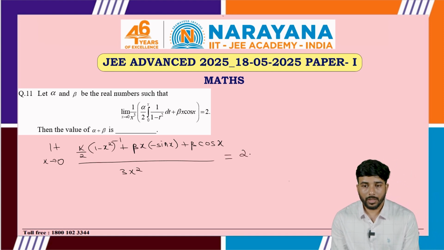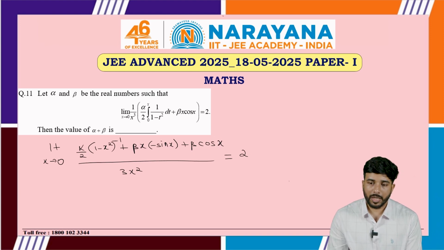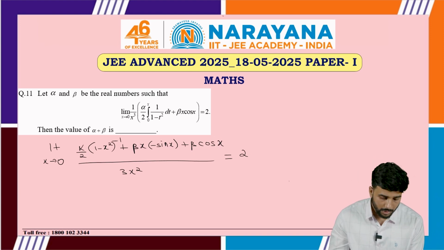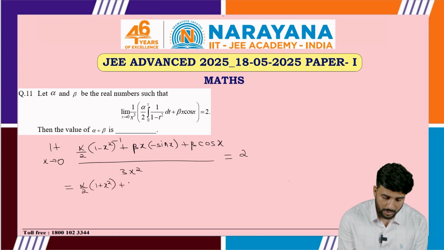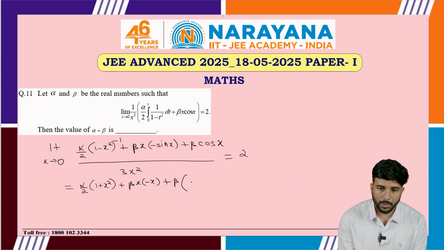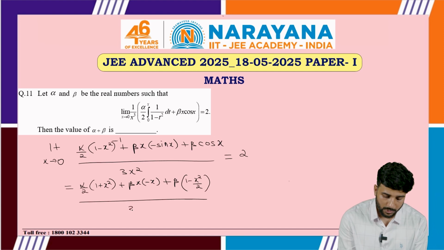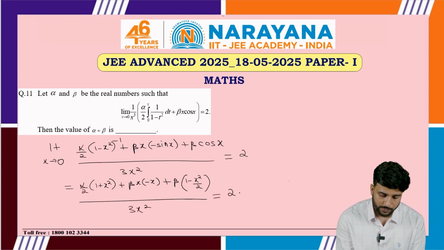So denominator degree is 2. So numerator degree also I have to expand it till degree 2. Whichever degrees are greater than 2, I can neglect. So I'll get this as alpha by 2 into 1 plus x square plus beta x into minus x plus beta into, in cos x I need to write two terms, 1 minus x square by 2 factorial, by 3x square is equal to 2.